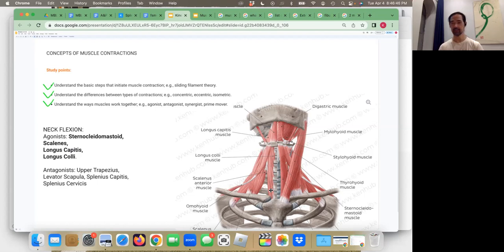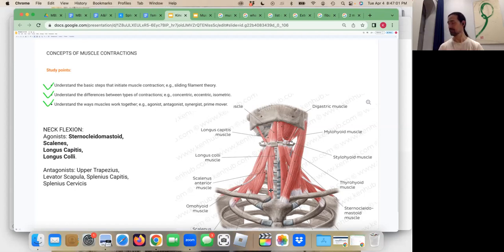So if I turn my head to the left, my left longest capitis and longest coli are contracting. If I turn my head to the right, right longest capitis and longest coli are contracting. And the opposite is true for the sternocleidomastoid muscle. If I turn to the right, my left SCM is contracting. If I turn to the left, my right SCM is contracting.